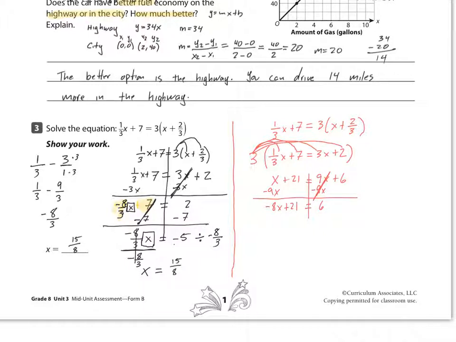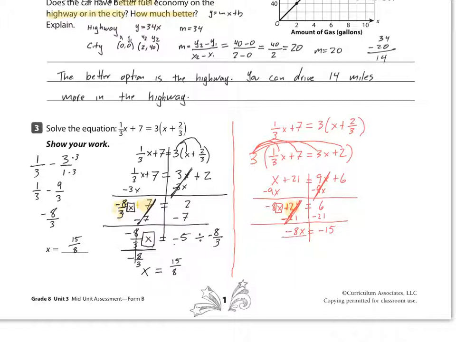Now, I'm going to box my variable. I'm going to highlight the number next to the variable. That means that I'm going to be getting rid of that number next to the variable. I'm going to do the inverse, so I'm going to subtract 21 from both sides. This one cancels, and you're left with negative 8x equals negative 15.